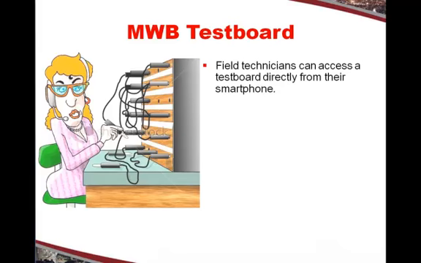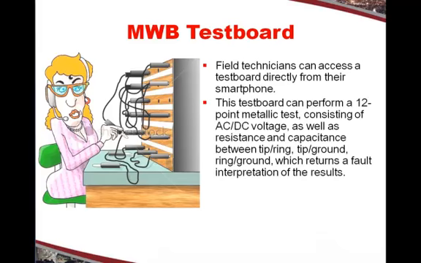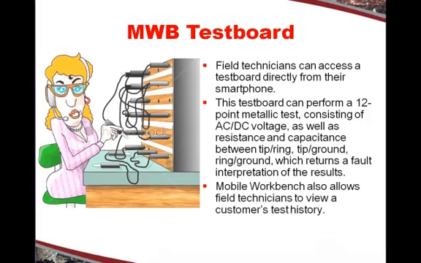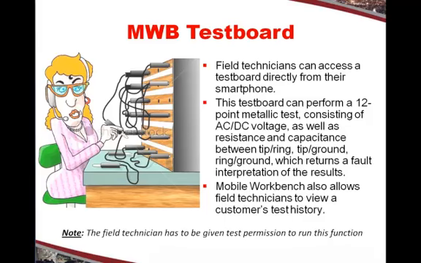Field technicians can access the test board directly from their smartphone. This test board can perform a 12-point metallic test, which returns a fault interpretation of the results. In addition, test history is also available from Mobile Workbench. Note that the field technician must be given test permission to run this function.